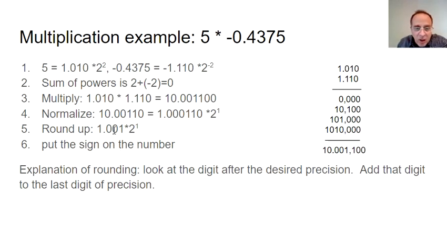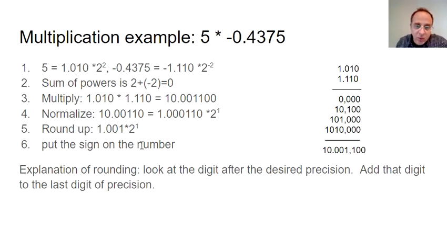So I'm going to round this number. Now it should really be just 1.000 because that's 3 digits. But I look at the next digit and it's a 1 and I add it to it. So it becomes 1.001 times 2 to the 1. 2 to the 1 I already have. So that's my number. My exponent is 1. My mantissa is 001. This 1 I throw away because we were always going to assume that there's a 1 there.